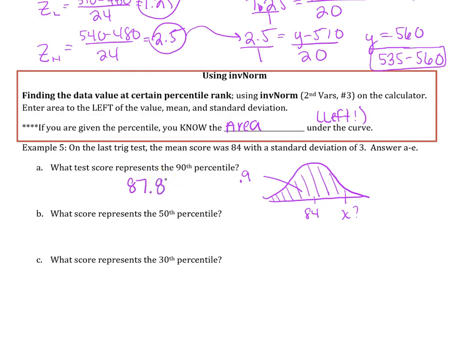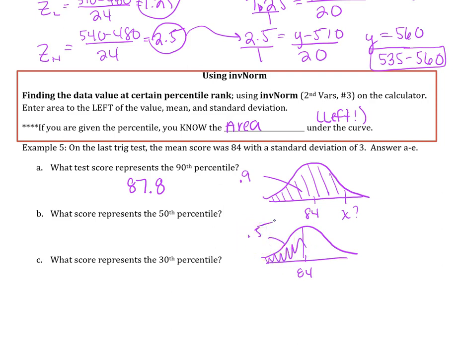I'll say it to the nearest tenth, because again, on your test I'll be more specific. So that again means that if you were to score the 90th percentile, you had to score at least an 87.8. What about the 50th? Well, 50th is actually pretty easy. 50th percentile means you scored better than or equal to 50% of the people.